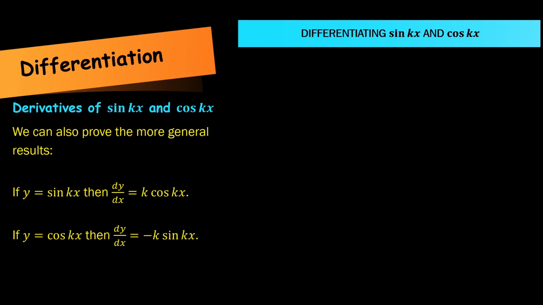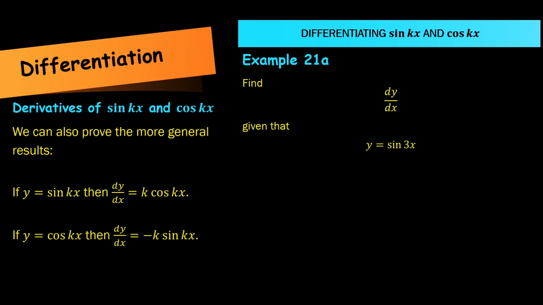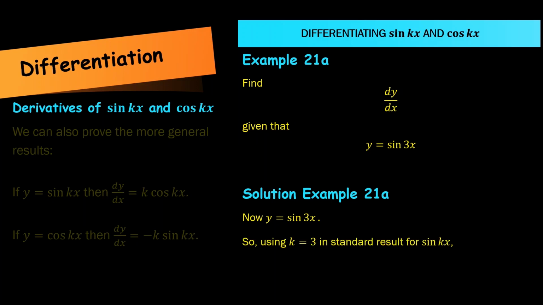So let's take a look at part A first. We are required to find dy dx given that y equals sine 3x. So let's solve this. We have y equals sine 3x. And so, using k equals 3 in the standard result for sine kx, we have that dy dx equals 3 cos 3x.